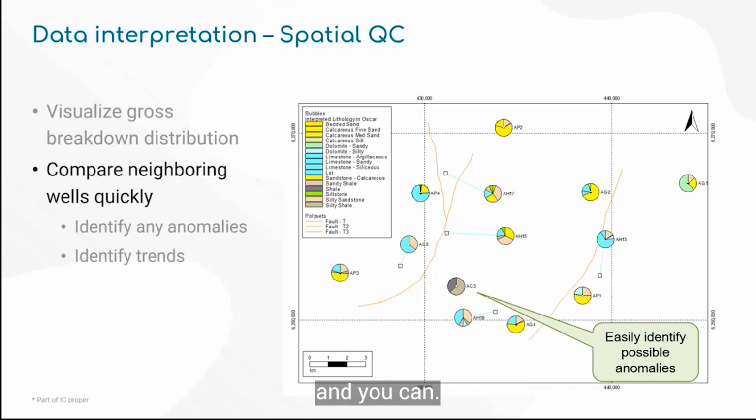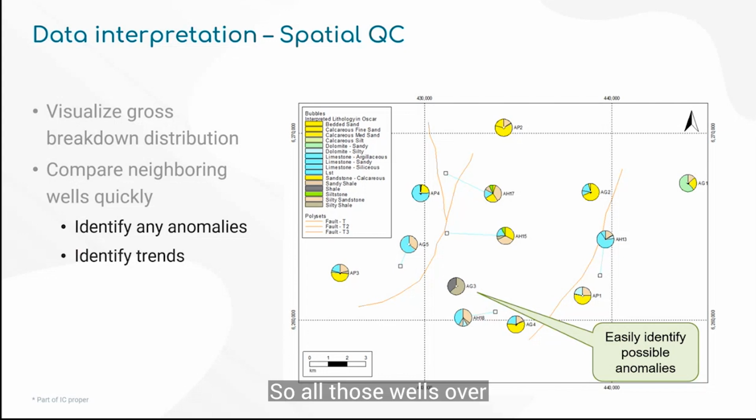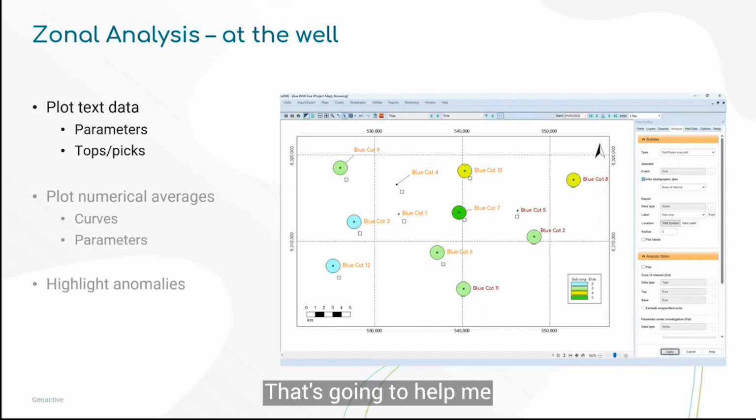And you can. So like I say, we're identifying anomalies, or we're identifying potential trends. So all those wells over there have lots of sandstone in them. Okay, great, that's going to help me with my depositional environments.